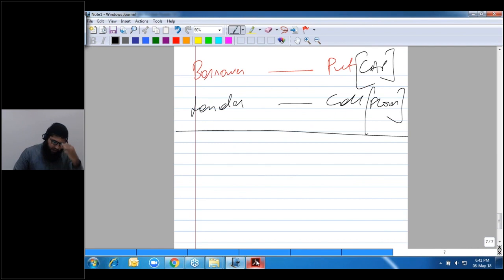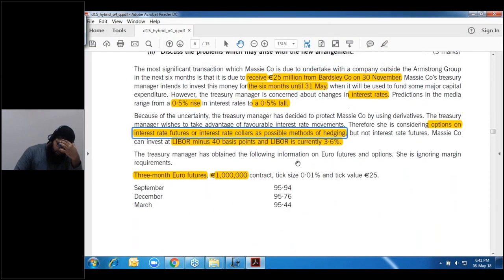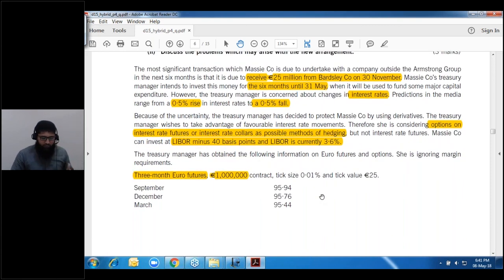Now, in this specific case, what is happening? You are expecting to receive some payment and you are expected to deposit this payment for a period of 6 months until 31st May. So that means you are a lender. You are not a borrower. You are a lender. You would be needing a floor. Now see.